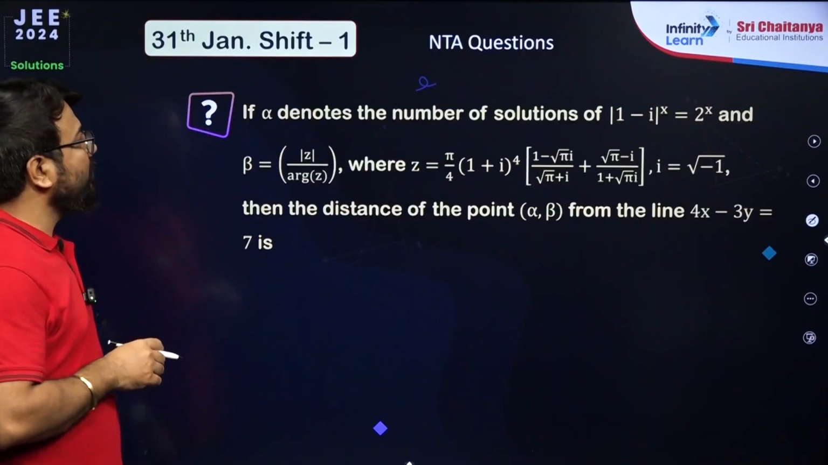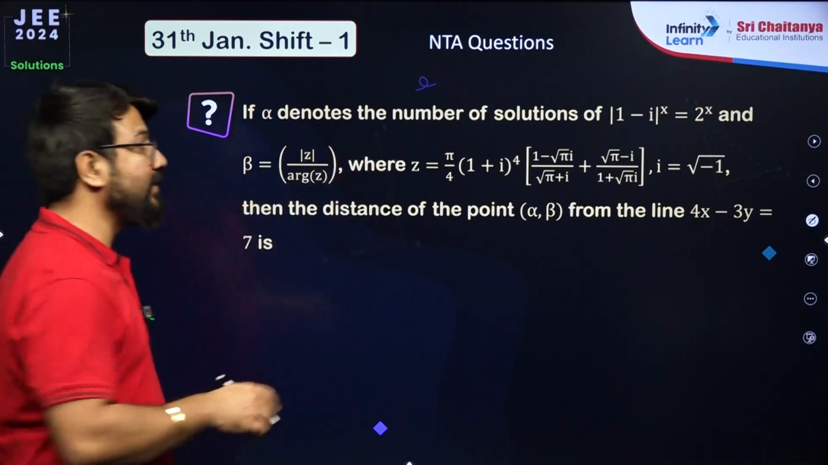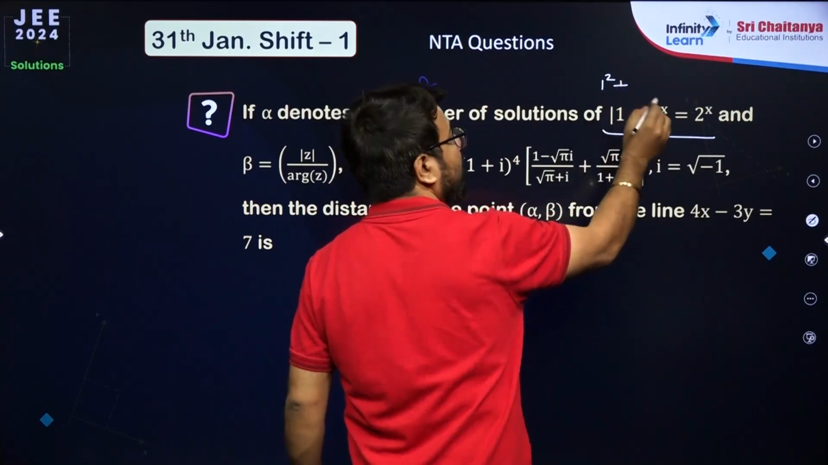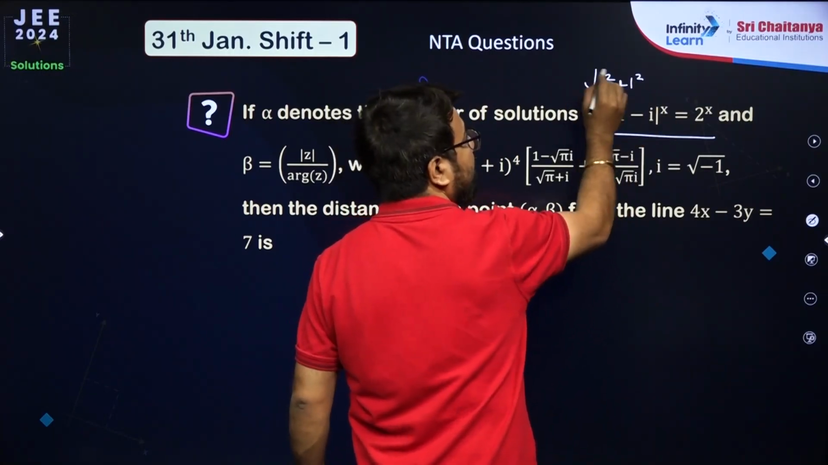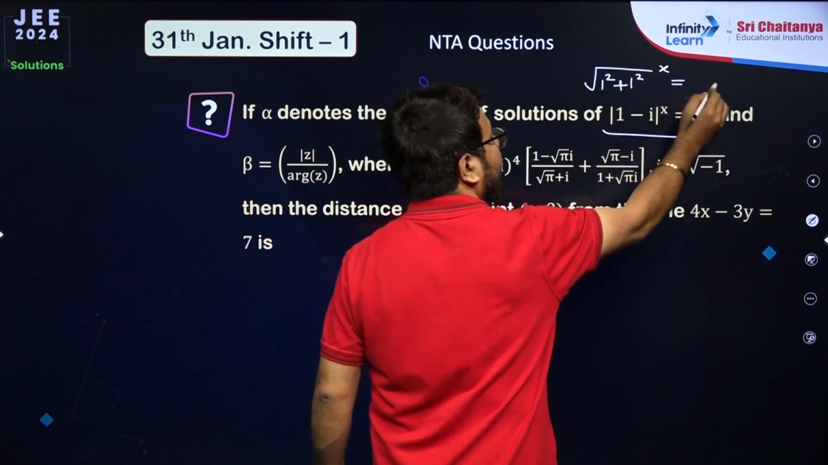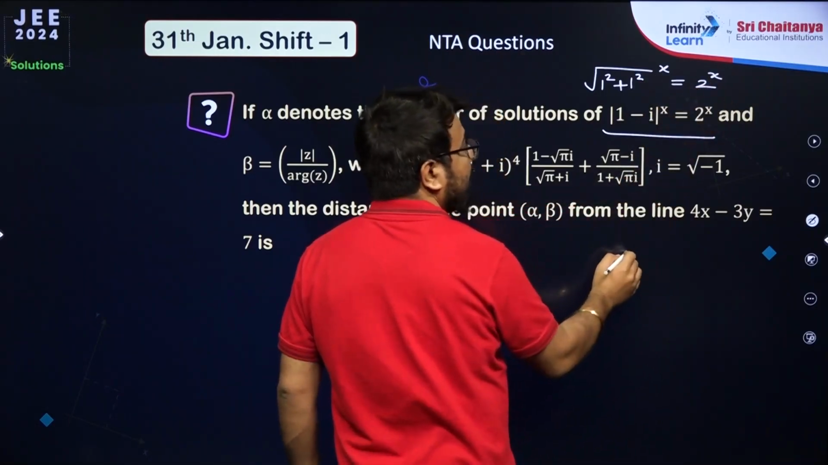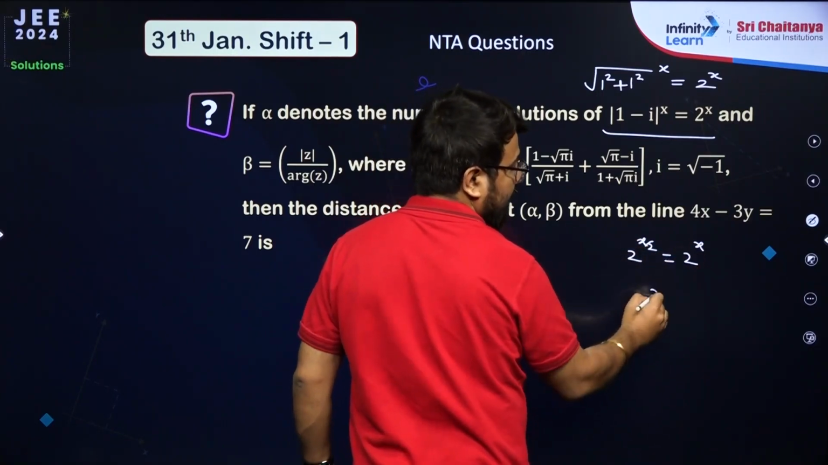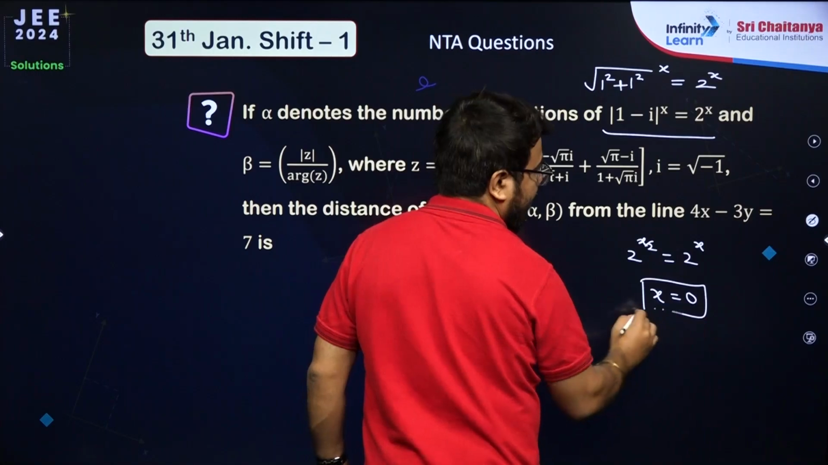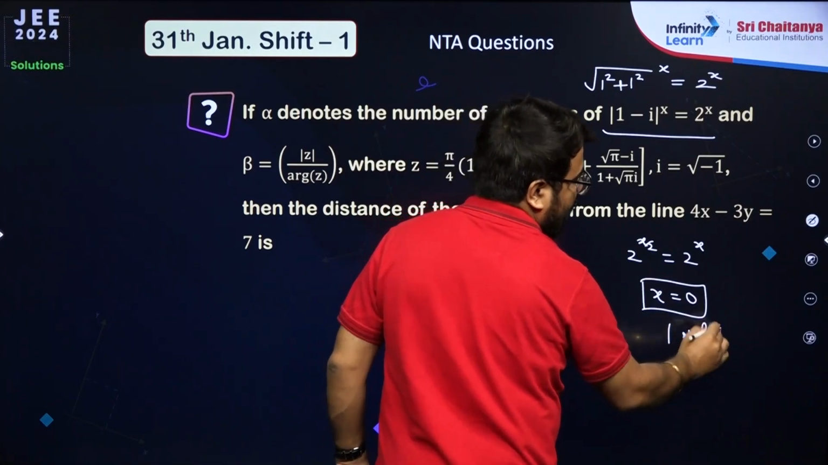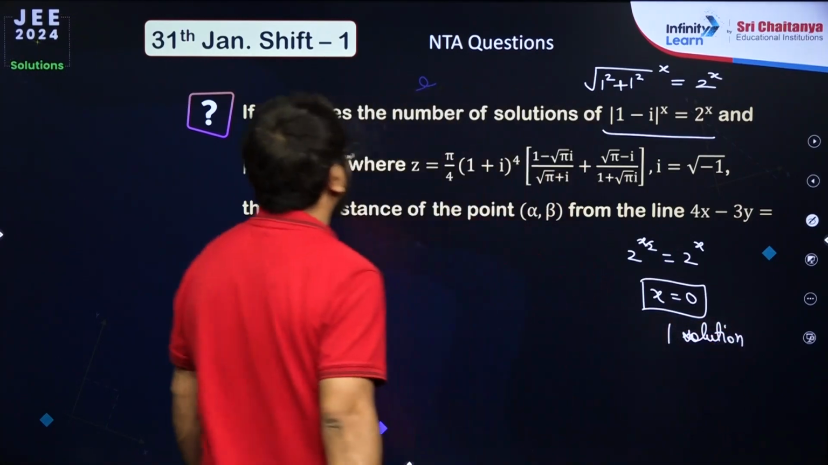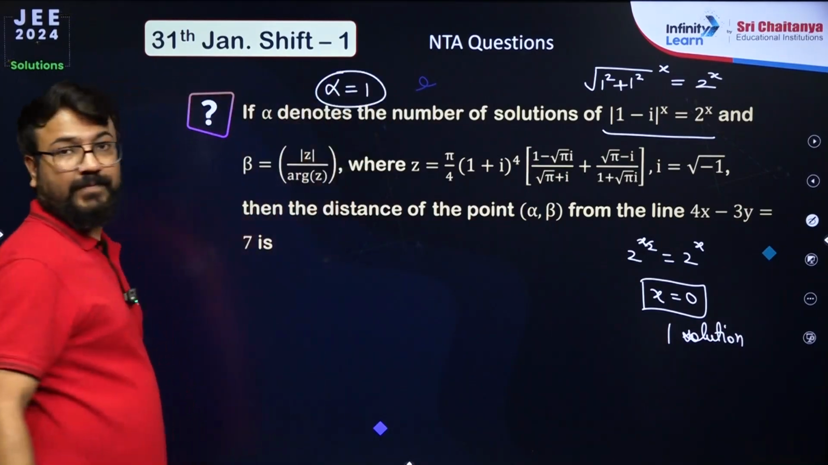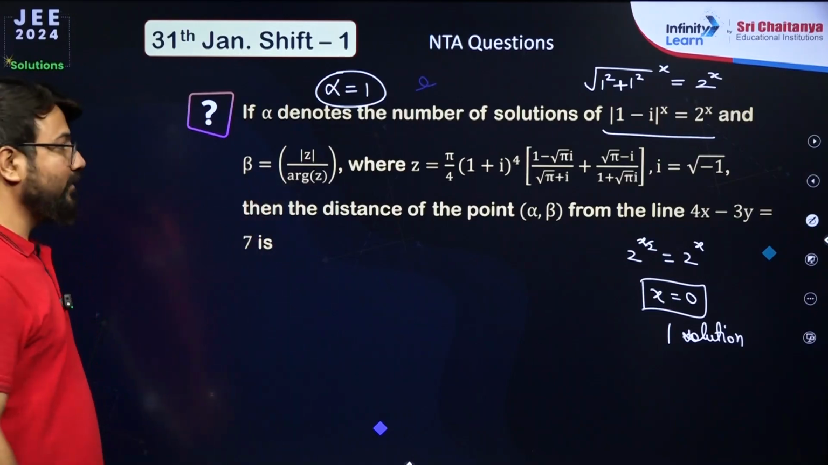Moving ahead to the next problem, if alpha denotes the number of solutions of this equation, let us take the modulus of it. It will be 1 square plus 1 square, and then let us take the square root of it raised to the power x, and this is 2 raised to the power x. So that becomes 2 raised to the power x by 2 is equal to 2 raised to the power x. Only one solution we are getting, that is x is equal to 0. Other than that, there is no solution. So alpha value is equal to the number of solutions, that is 1. Now we need to find the value of beta.